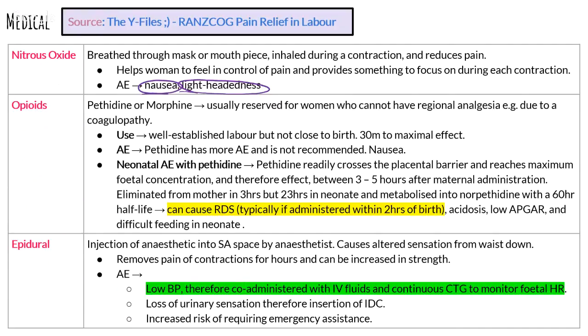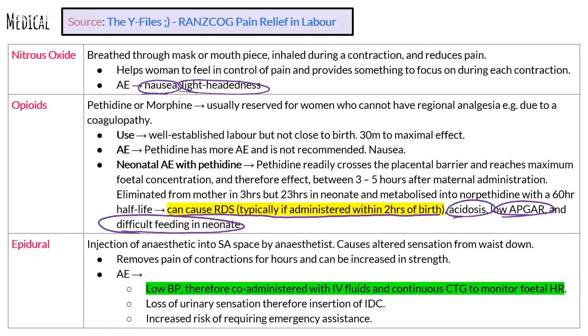So if you give the mother pethidine within I think 2 or 3 hours of giving birth, you increase the risk significantly of the baby having respiratory distress syndrome, which is why that was the answer to the previous question. If you read the guidelines, the answer to that question is directly in there. So it can cause RDS, especially if it's within the first 2 hours of birth, but it can cause a lot of other things, so acidosis, low APGAR, and difficulty feeding. The other thing is that opioid analgesia actually hasn't been shown to be as effective as other forms of analgesia. So it's not that commonly used.